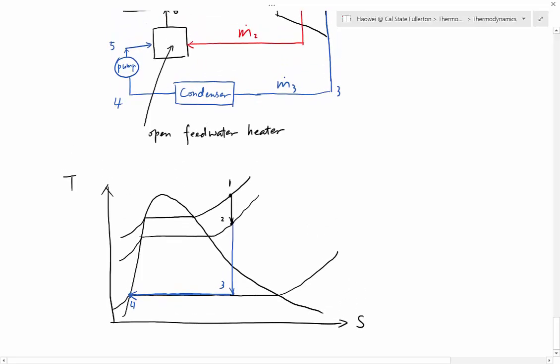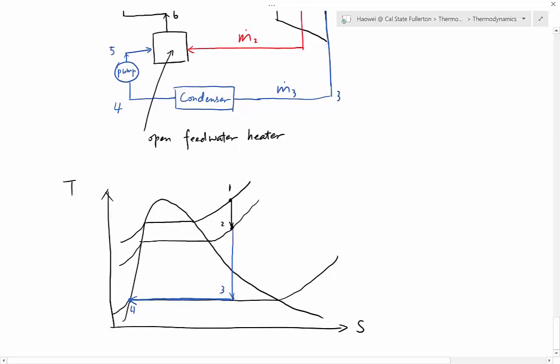And then 4 to 5. 4 to 5 is the pump. You pump up the pressure. Back to which pressure? You pump up the pressure to the same pressure as number 2. So 4 to 5, isentropic compression, we go straight up. Up to where? Up to the line that has the same pressure as number 2. So 4 to 5, that's where number 5 is. Go straight up, and it should be on the same constant pressure line as number 2 is on, because the pressure of number 2 will be equal to the pressure of number 5.